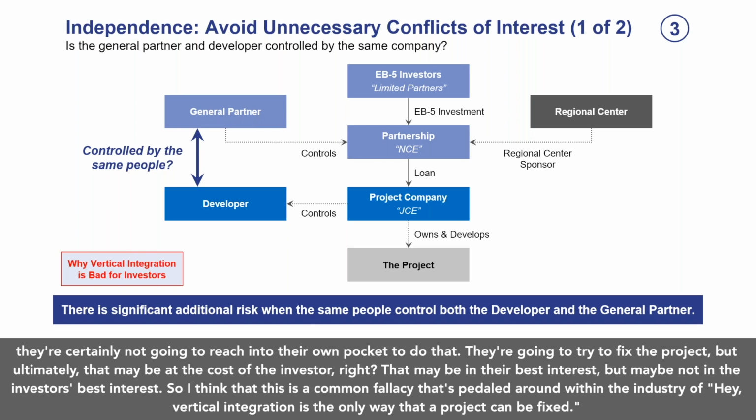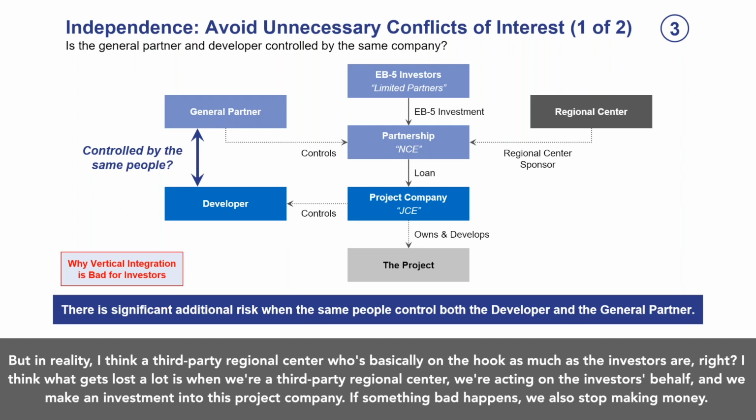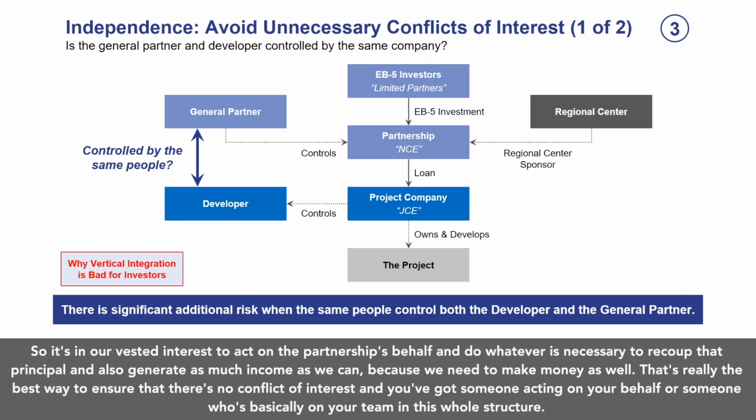So I think this is a common fallacy that's peddled around within the industry of, hey, vertical integration is the only way that a project can be fixed. But in reality, I think a third party regional center who's basically on the hook as much as the investors are, right? I think what gets lost a lot is that when we're a third party regional center, we're acting on the investor's behalf and we make an investment into this project company. If something bad happens, we also stop making money. So it's in our vested interest to act on the partnership's behalf and do whatever is necessary to recoup that principal and also generate as much income as we can because we need to make money as well.